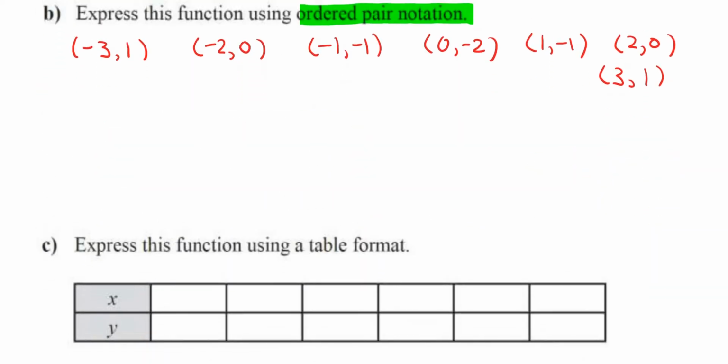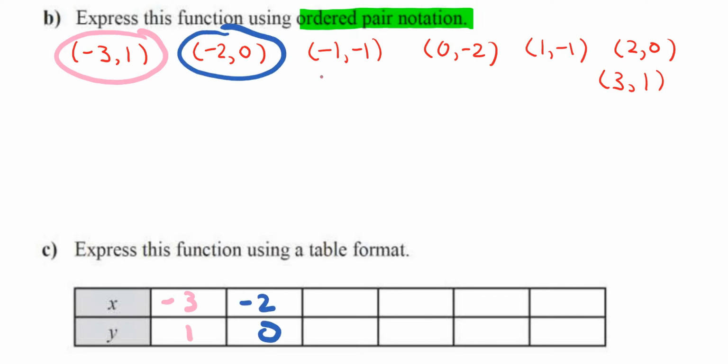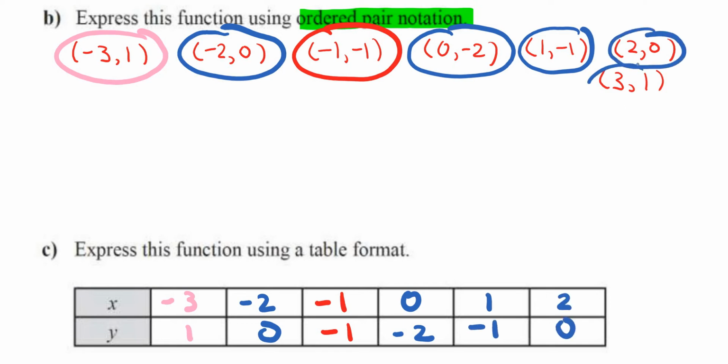Okay, and then for part C here, all I need to do now is take my ordered pairs and transfer those results into a table. So I have -3 and 1. And then after that, I have -2 and 0. And then after that, I have -1 and -1. And then I have 0, -2. And then we have 1, -1. I have 2, 0. And finally, I have 3, 1. All right, so there is my function using a table format. And that should do it for question number 11.